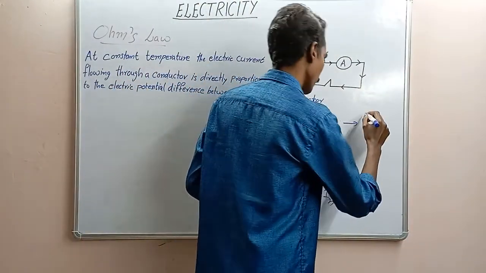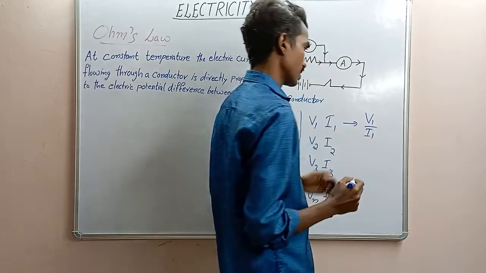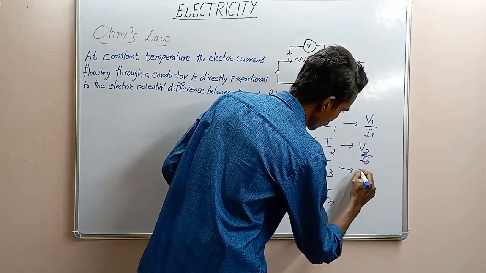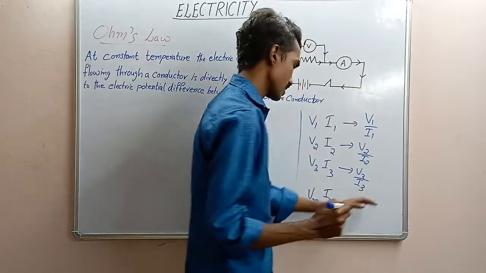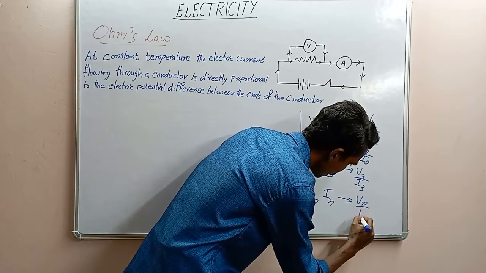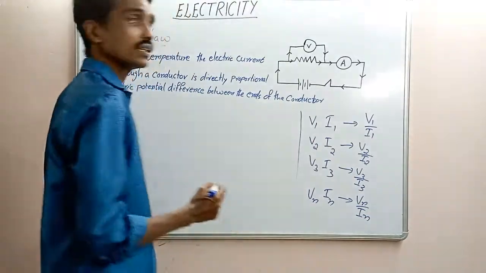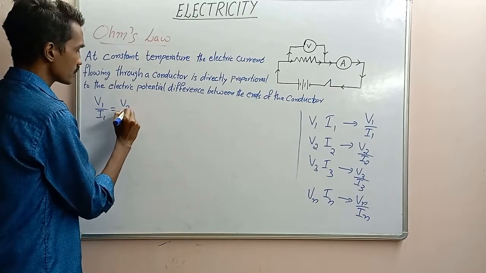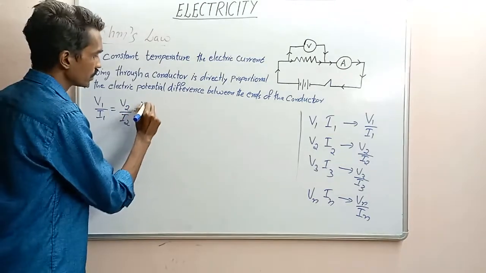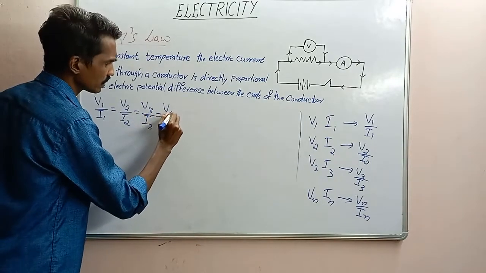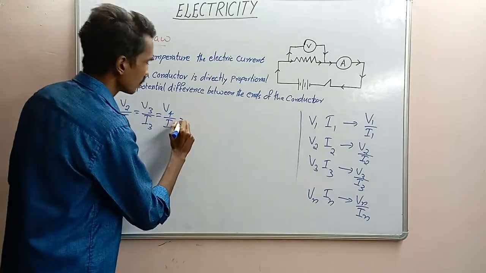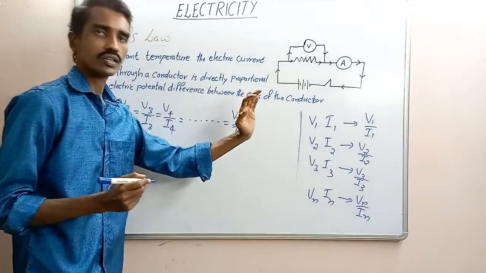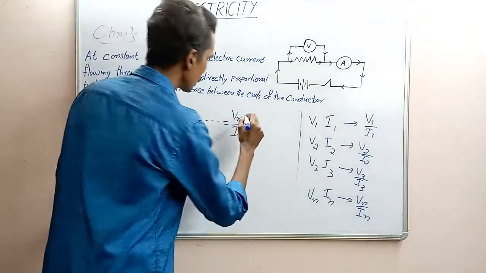Here V1 by I1, we divide each other, and V2 by I2, and V3 by I3, etc., Vn by In, all are equal, all are constant, which means V1 by I1 is equal to V2 by I2 is equal to V3 by I3 is equal to V4 by I4, etc., Vn by In, all are equal to a constant.